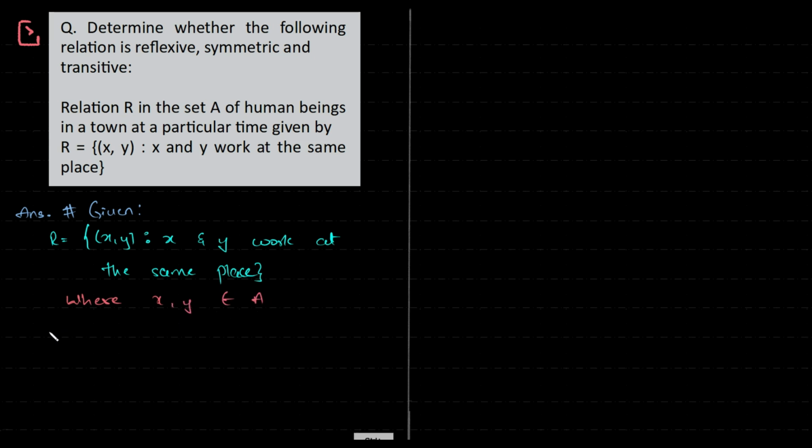But what is A? A is the set of human beings in a town. So we have a place in which we're going to pick up people who are all working. If they work in the same company, we'll group them. That's what the relation is doing; we'll be relating them. Now, the very first thing that we will be doing is checking reflexive.